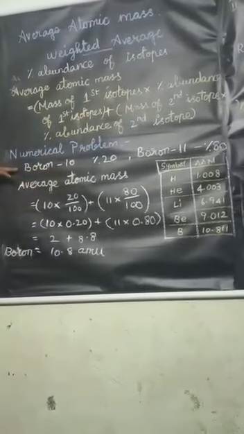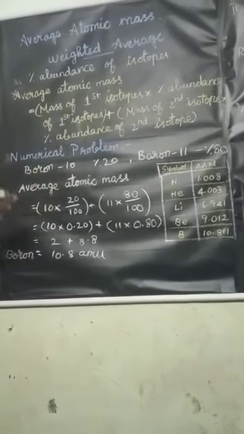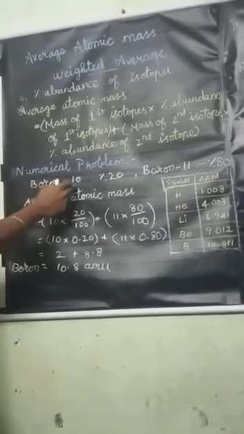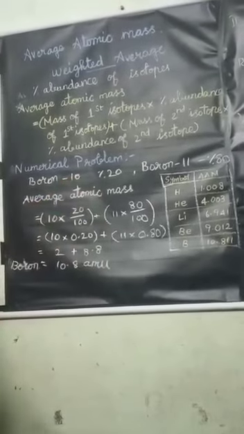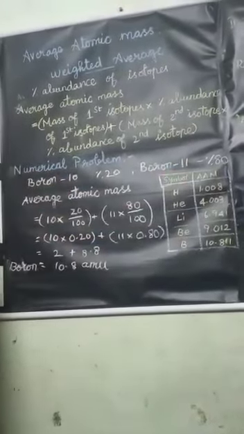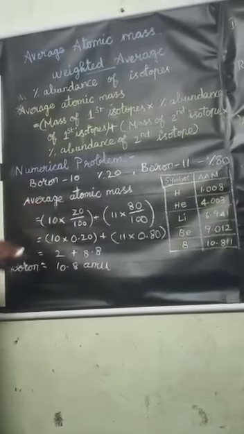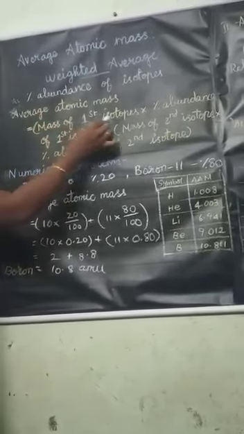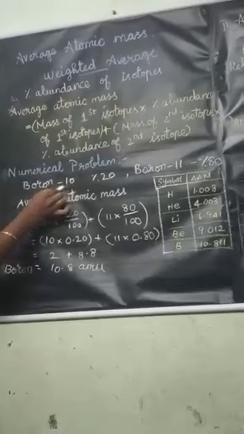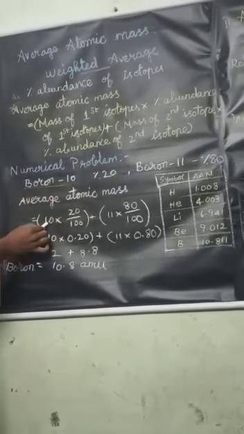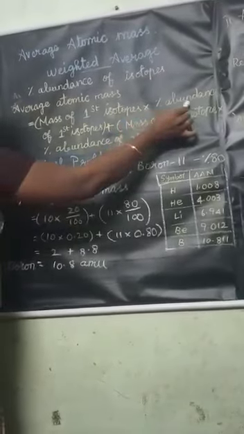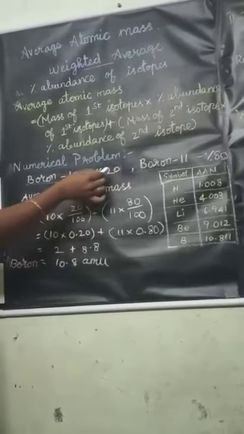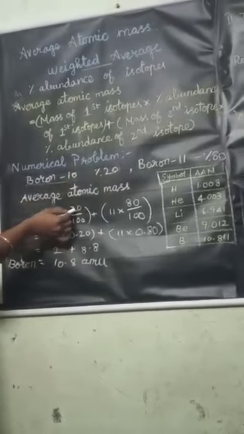Okay, students, now we are going to calculate the average atomic mass of boron. Okay, boron consists of two isotopes, boron 10 and boron 11. So boron 10, what is the percentage of boron 10? 20% abundance, okay, and boron 11 80% abundance. So how can we calculate the average atomic mass of boron? So using this formula, what is the first step? Mass of first isotope. So what is the mass of first isotope, boron 10? 10 is the mass of the first isotope, into percentage of abundance of the first isotope. What is the percentage of abundance of the first isotope? It is 20%. When we convert into decimal, 20 by 100.